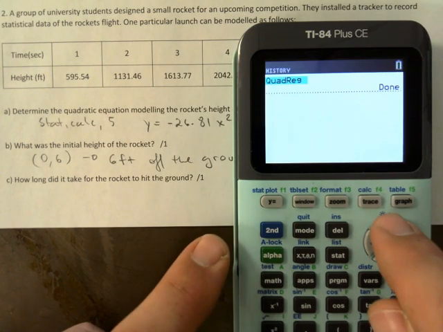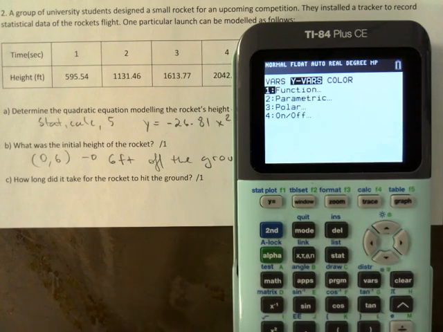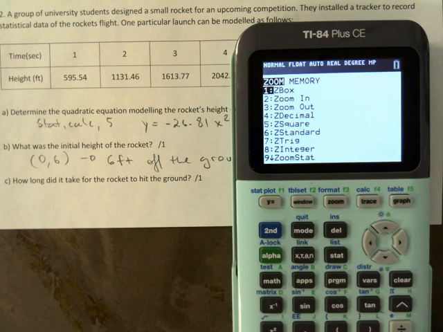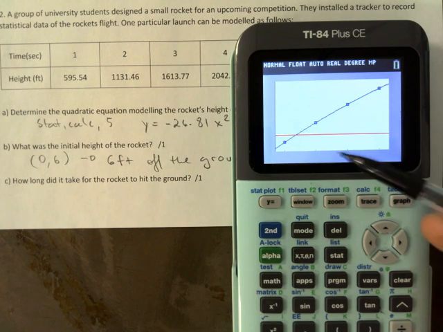Okay, so let's do this again. Quadreg, I'm going to call it L1, L2, vars, y vars, enter, enter, enter. And now I can do zoom 9. I don't even hit graph. I go zoom 9 right away, and it looks like a straight line. Some students say it's a linear. No, that's not. You're just very zoomed in.